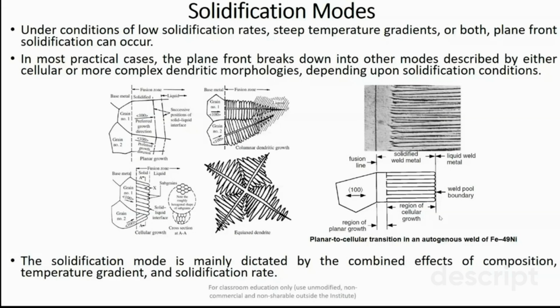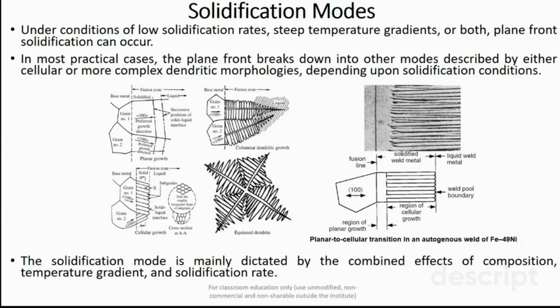You can see this is the case when actual welding is going on. This is a case of autogenous welding of Fe-49 nickel. This is a particular alloy which they have considered and performed the autogenous welding. I told you that in autogenous welding there is no requirement of filler metal as there are thin sheets to be joined.